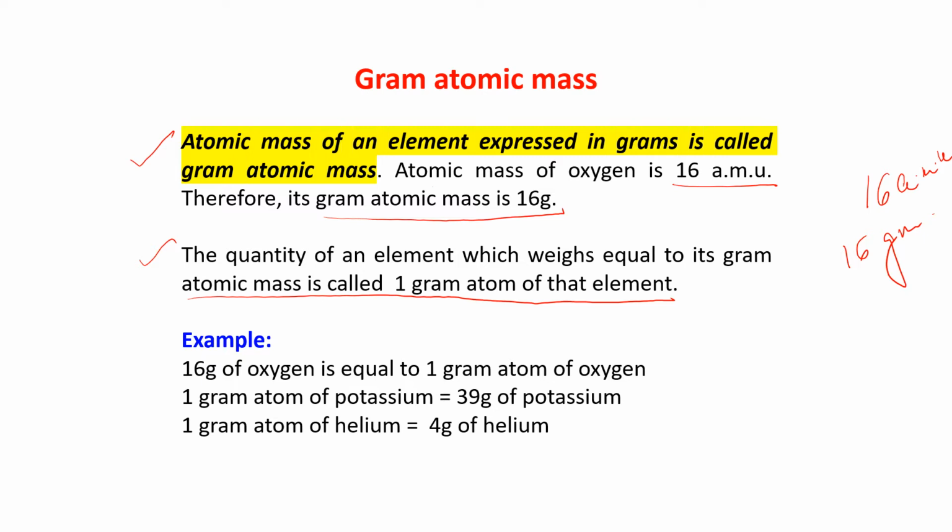Listen to me carefully. If I say 1 gram atom of oxygen, that means its weight is 16 gram. Am I clear? Just see that example: 16 gram of oxygen, I can call it 1 gram atom of oxygen. If I say 1 gram atom of potassium, what is the atomic mass of potassium? You all know 39. So 1 gram atom of potassium means 39 gram. Similarly, 1 gram atom of helium is 4 gram of helium.